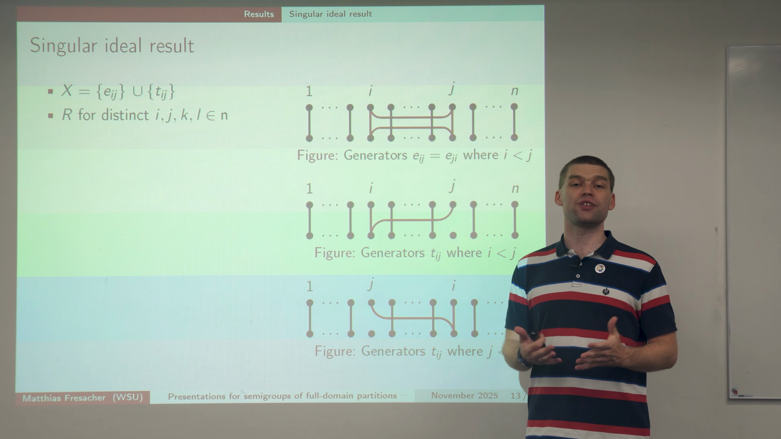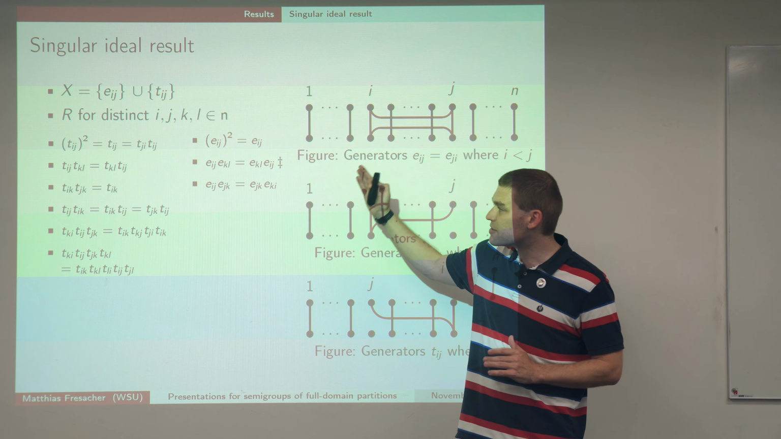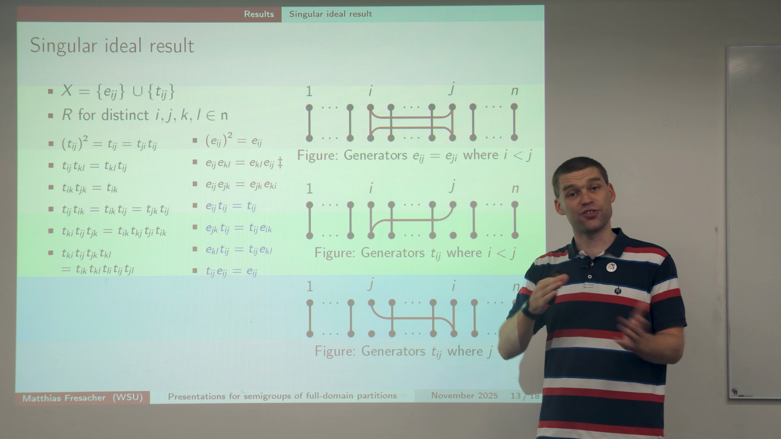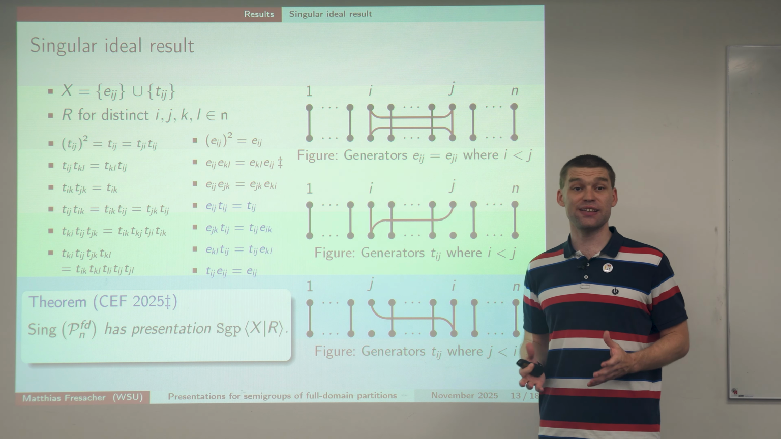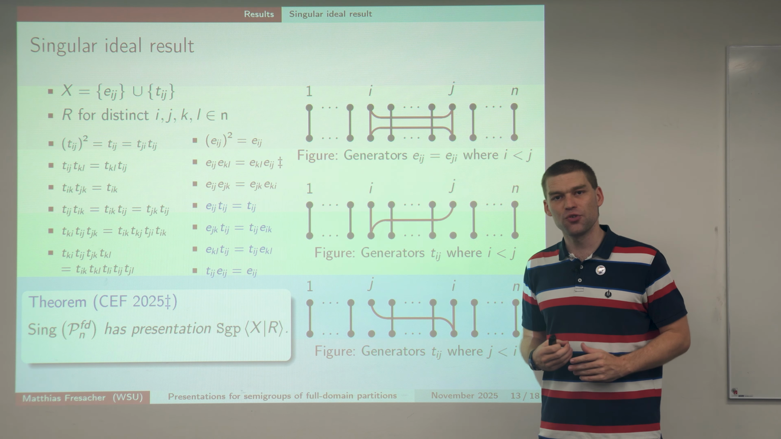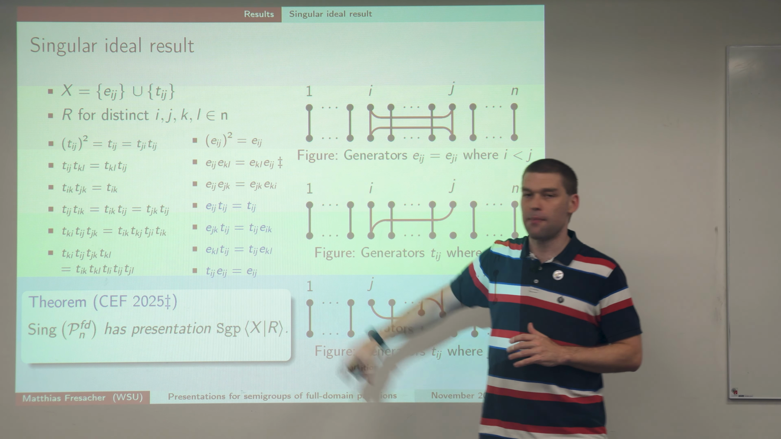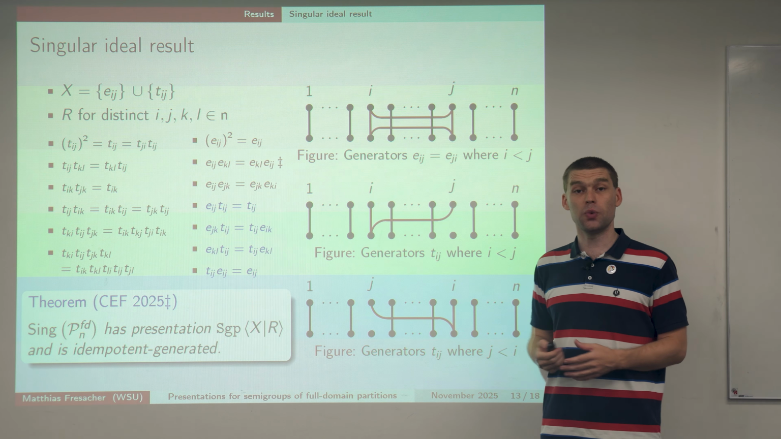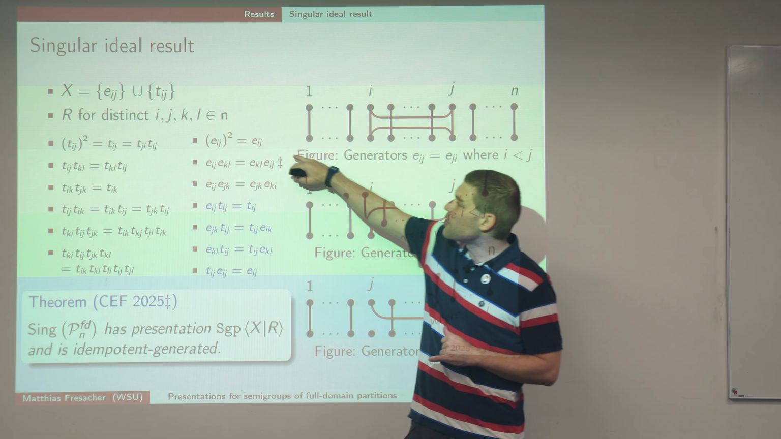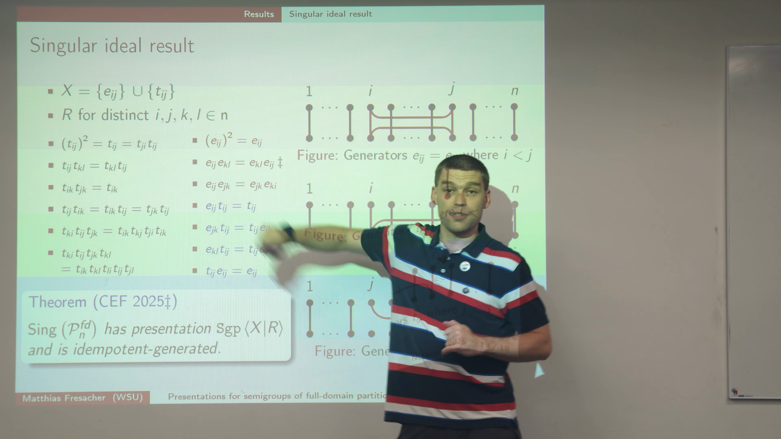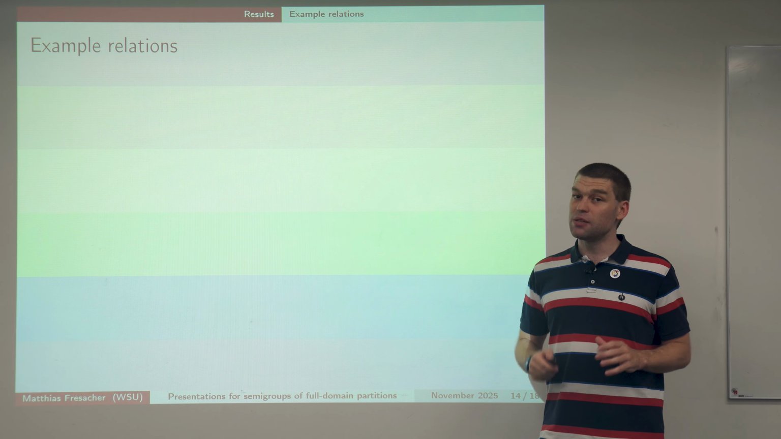I then have some relations R for distinct i, j, k, and l, specifically some T relations, some E relations, and then some relations that link the two, which brings me to my theorem from this year, which says that the singular part has a semigroup presentation given by the generating set X and our relations R. In fact, I can do one step better than that. This monoid is idempotent generated, which we can see quite easily, as all generators are idempotents by these top two relations. In fact, let's have a look at these relations in a little bit more detail.